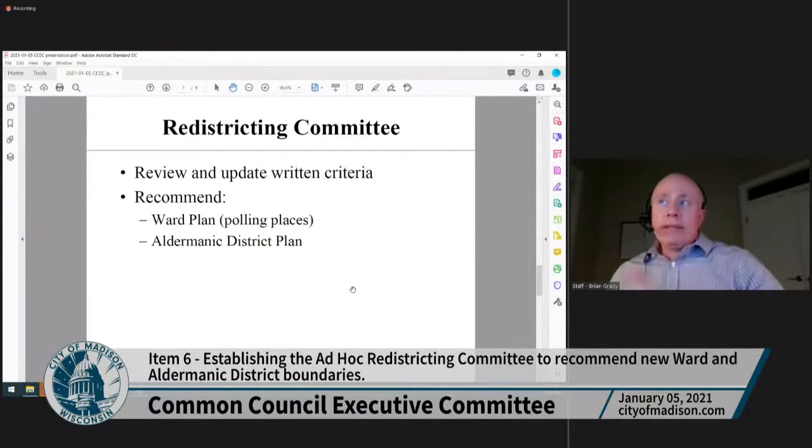And then overall, what we're asking the committee to do is review and update some written criteria to guide their work in creating the wards and districts. And then again, create that ward plan. Along with that, we'll work with the clerk's office to also suggest polling places that will go for each ward. And then also make that aldermanic district plan. 10 years ago, I think version 14 or 15 or so was the one that got adopted. So there'll be some revisions along the way and some iterations.